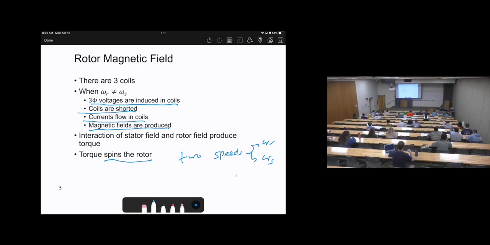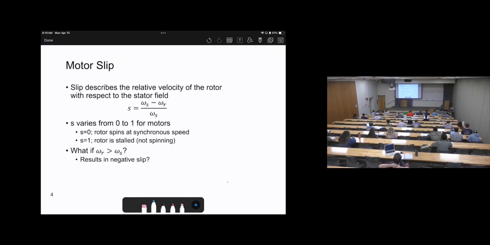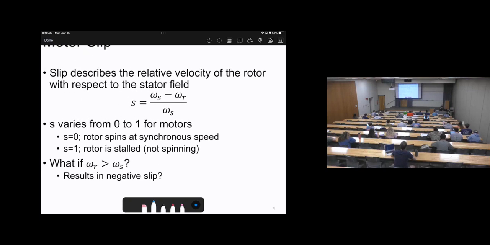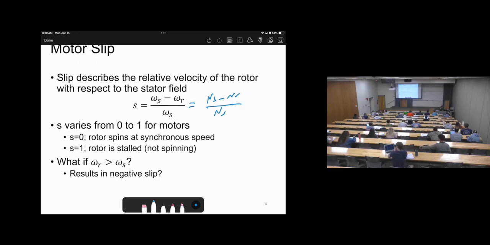Okay, now since we have two different speeds, there will be a relationship between them. There is something we call motor slip. Motor slip describes the difference between the stator and the rotor speeds. So it is omega stator or synchronous minus omega rotor, over omega stator, in radians per second. If we use RPM, it will be ns minus nr divided by ns. So it's the ratio of the difference between synchronous and rotor speed divided by the synchronous speed. We call this S the slip.